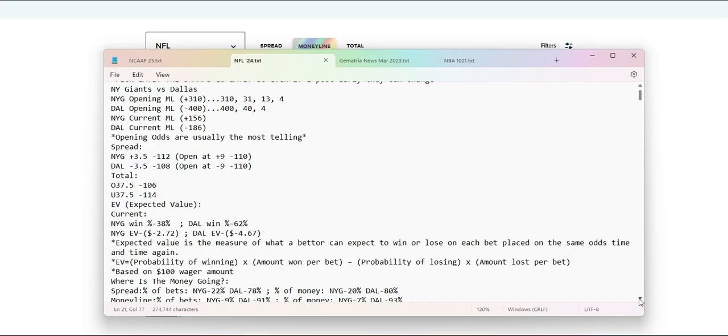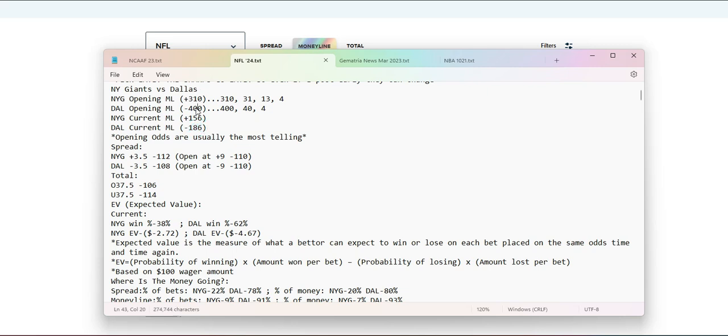All right, New York Giants versus Dallas Cowboys. Opening money line looks like this. Plus 310 for the Giants, minus 400 for the Cowboys, and that has been reduced to the right. Currently, the Giants are at plus 156. Cowboys at minus 186. So just keep that in mind.